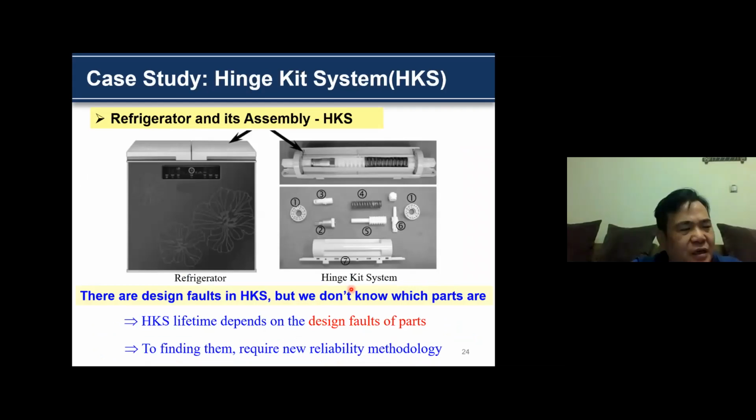I will give you another case study. This is a refrigerator's hinge kit system assembly. The hinge kit system consists of a lot of parts: a hinge cover, an oil damper, and the housing. There are design weak points in the hinge kit system, and we don't know which parts they are. The hinge kit system lifetime depends on the design weak points of the parts. To find them, it requires a new reliability methodology.